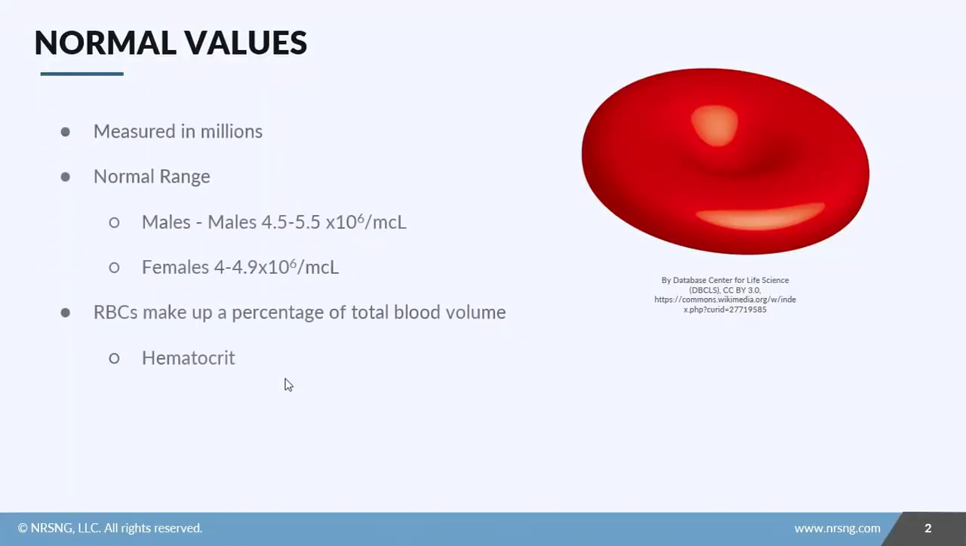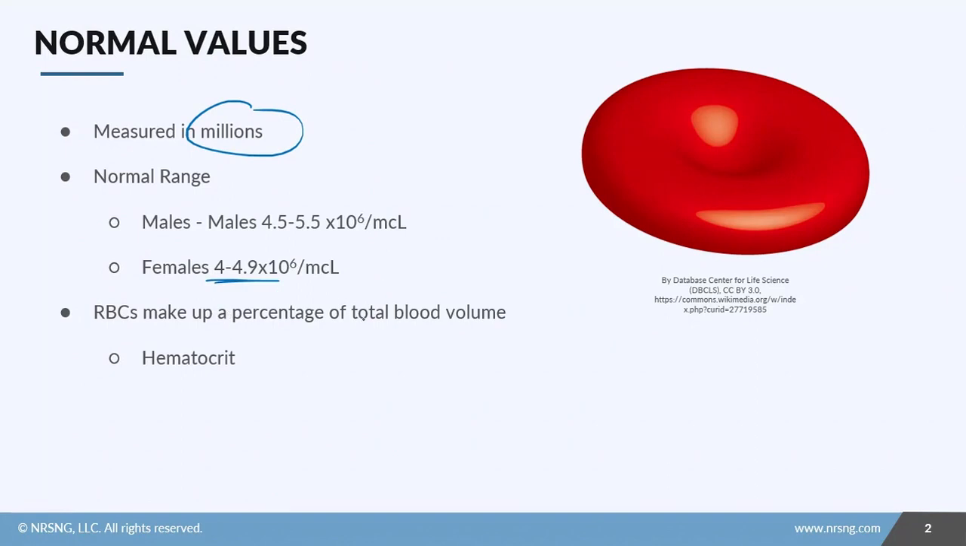Alright, guys, in this lesson, we're going to talk about red blood cells. So the first thing that we need to look at is that red blood cells are actually measured in millions. The normal range for male patients is 4.5 to 5.5 million, and they're measured in cells per microliter. And in females, it's slightly lower, and that's going to be 4 to 4.9 million cells per microliter.